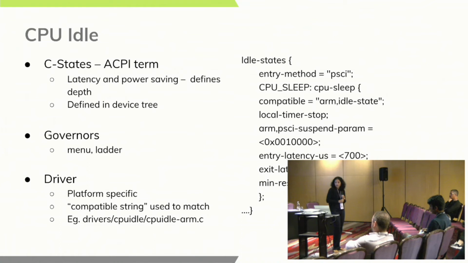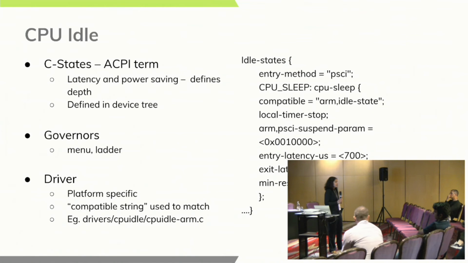Again, there are governors which decide how to choose these particular C states. We'll talk a bit about them in the next slide, and they aid in choosing the CPU idle states for the CPUs. Every platform can specify a driver to define and pull the CPU idle states from the device tree and to do all the bookkeeping work. The driver that is used on most ARM devices today is cpuidle-arm.c.